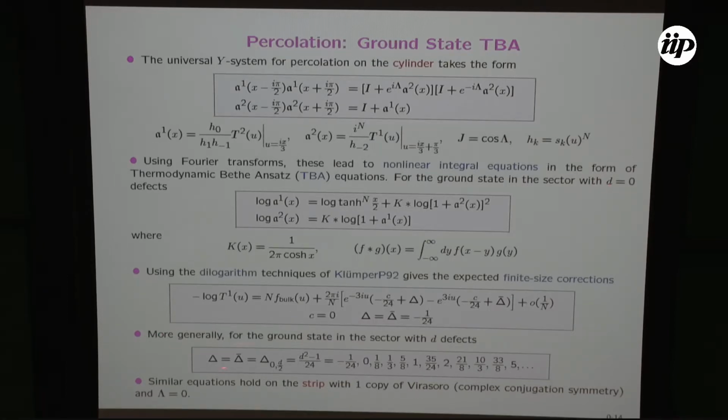More generally, using dilogarithms, we find that delta equals delta bar is delta 0 with S. So R is set to 0 and S is set to d on 2 in the Kac formula. That gives you d squared minus 1 on 24, which takes these values. And we're going to focus on the first column where you get the weights 0 and 1/3 and an integer tower above those two. Again, similar equations hold on the strip with one copy of Virasoro. And in that case, the upper and the lower half planes are related via complex conjugation symmetry, and your life is somewhat simpler because this lambda here is just 0.